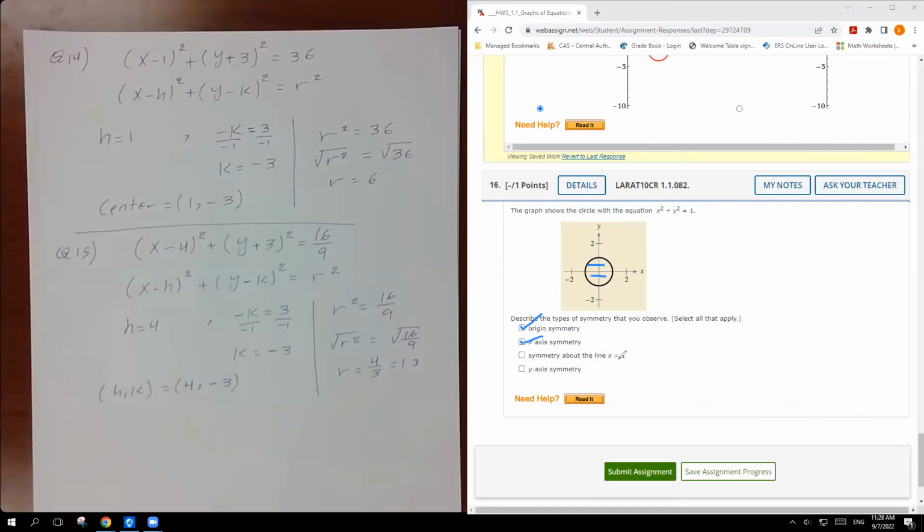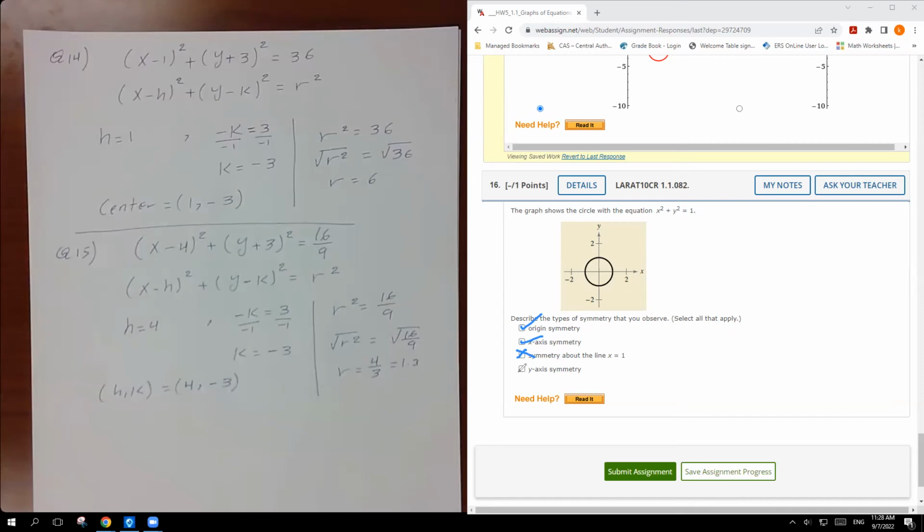Symmetry about the line x equal 1? No. Let's check that. Here's the line x equal 1. Let's say this is 2 and this is 1. There's going to be a line here. So this side is not similar to this side. That's why this is the wrong choice, and we can't choose this one. Let's check the last one.